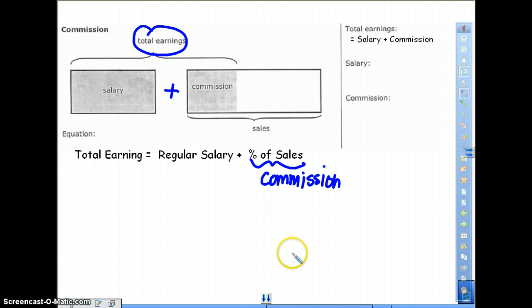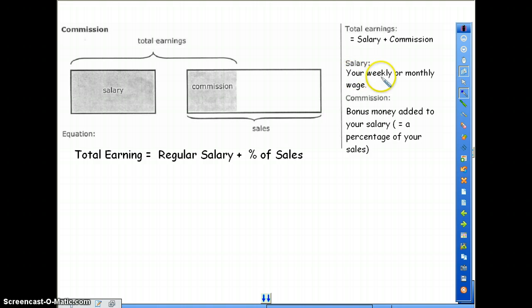I also set it up here. Total earnings equals salary plus commission. What is salary? Salary is your weekly or monthly wage, whatever it is they pay you on a regular basis. What's commission? I'm going to say it's bonus money added to your salary, which equals a percentage of your sales. Let's pause the video here.